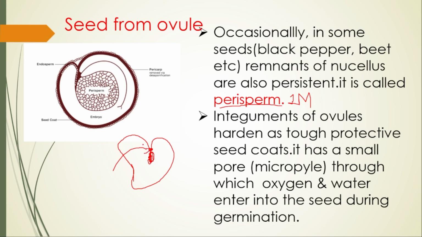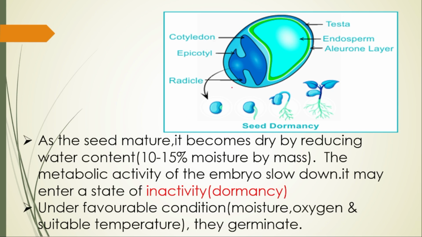What happens when there is an entry of oxygen and water? The embryo starts to grow. See, here is the seed, isn't it? There is a micropyle end. From this, if water and oxygen are absorbed, then there will be germination of the seed.